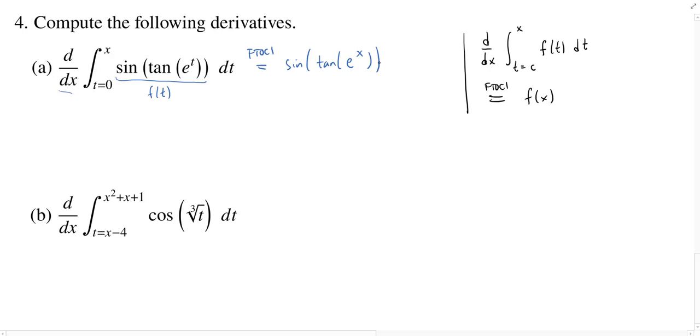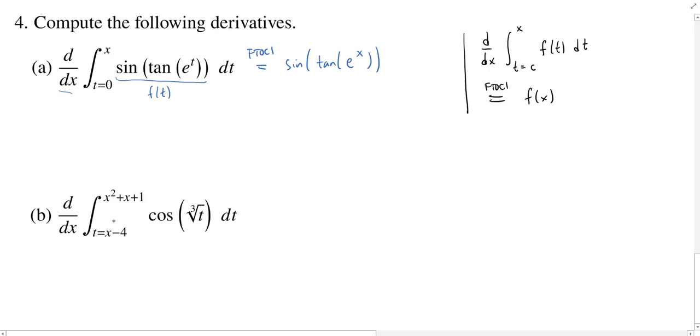Okay, how about b? Well, b has a little bit of a wrinkle to it because it's not going from a constant up to the variable. It's actually starting at a variable. Furthermore, what it's going up to isn't just an x anymore. Now it's a function of x. That's a tip-off. We're going to have to use the chain rule.